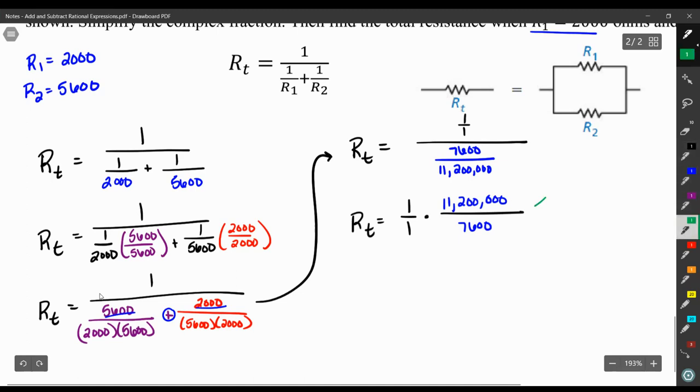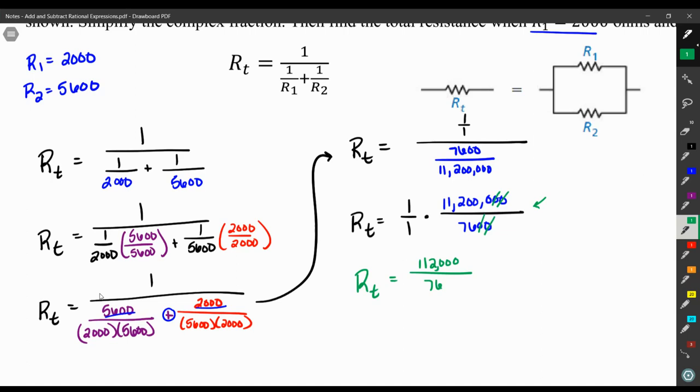So I'm going to go ahead and start simplifying this guy. So I know that these zeros will divide out. That's a factor of 10. These second zeros will divide out. That's a factor of 100. So RT is equal to 11,200 and an extra 0. So what is that? 112,000 over 76.